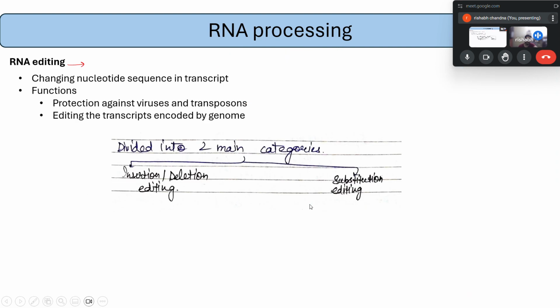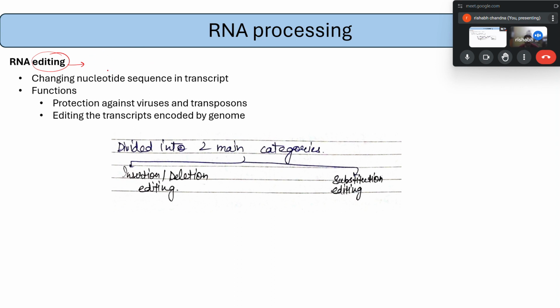RNA processing, that is RNA editing. What happens in RNA editing is that we can change any nucleotide sequence in the transcript. Editing means changing any of the nucleotides. Okay. So what are the main functions of RNA editing?